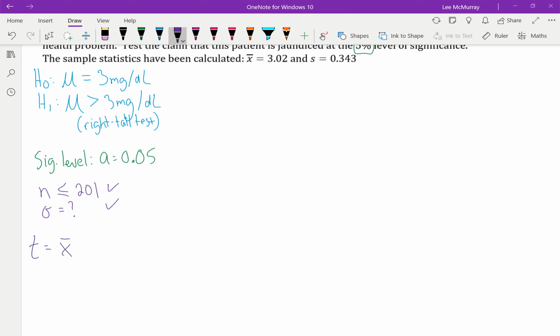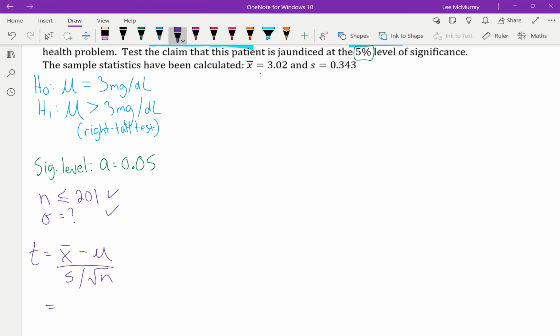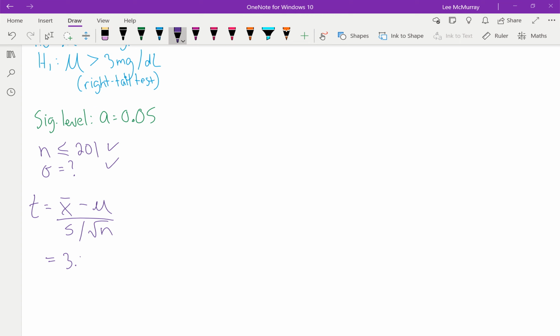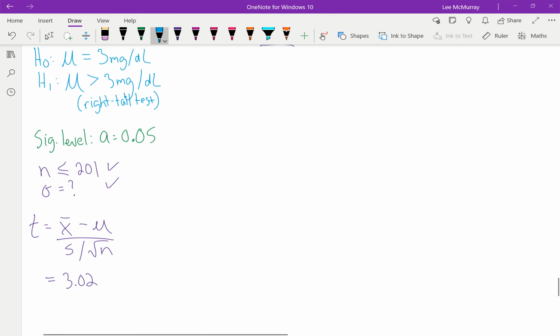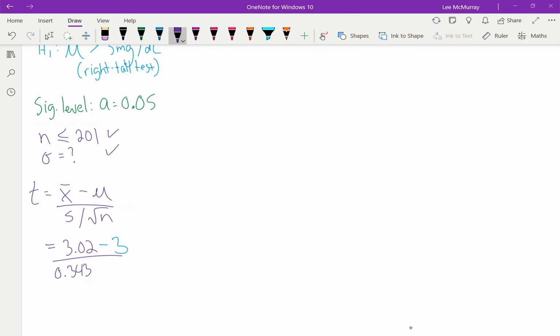So the t-test is x bar minus mu, divided by the sample standard deviation divided by the square root of n. In this case, our sample mean was already calculated for us. So we got 3.02. Our claimed mean is 3 milligrams per deciliter. Our standard deviation for the sample was 0.343. And we're going to divide that by the square root of n, and we only had 12 samples here. Okay, so let's plug that into the calculator, and we are going to get 0.20 as our t value.